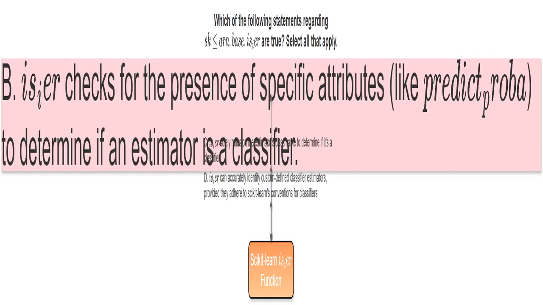This statement is true. The is_classifier function doesn't just look at the name of the model. It actually checks for specific functions within the model. For example, it looks for functions like predict_proba, which gives the probability of a data point belonging to each class, or decision_function, which gives a score for each class. The presence of these tells is_classifier that this is a classifier.